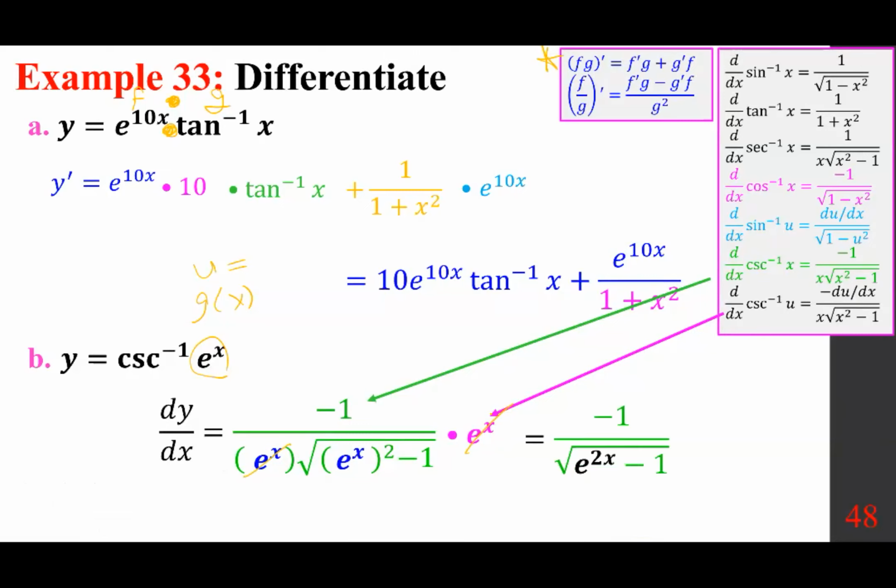And we are left with -1 over square root of e to the power of 2x minus 1. By the way, I hope everybody knows that e to the power of x quantity squared is e to the power of x times 2, or 2x. So pay attention to this concept, okay? You just tag along du dx or g prime of x.